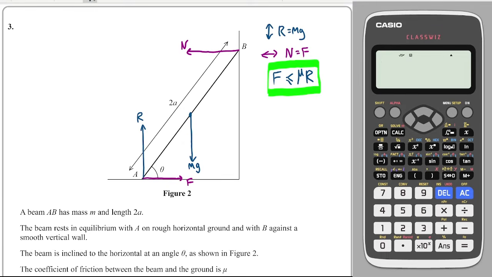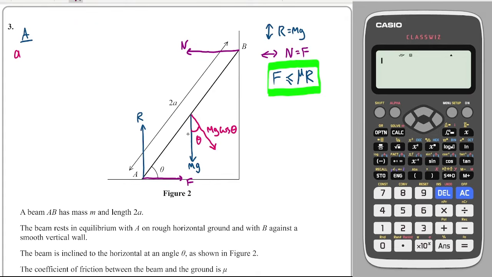Next, what I'm going to want to do is take moments at A to try and eliminate some of these forces down here and get an equation for N. So in order to take moments at A, I will need the perpendicular forces. So the distance from A to the weight is little a, but I'll need to multiply that by the perpendicular force. So the perpendicular force will be a component of the weight, and that will be mg cosine theta.